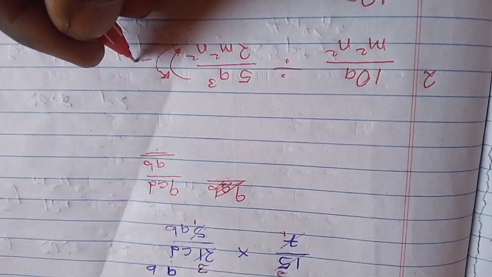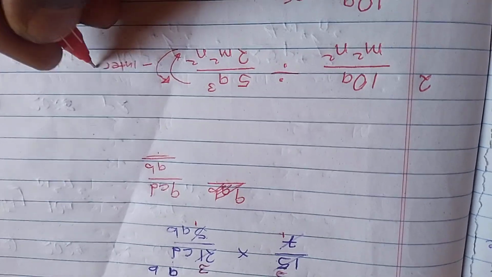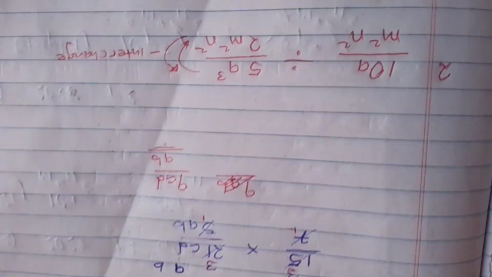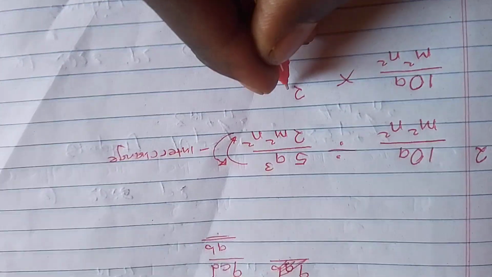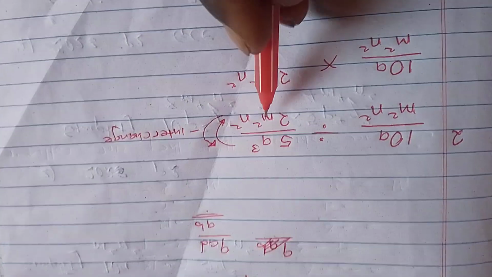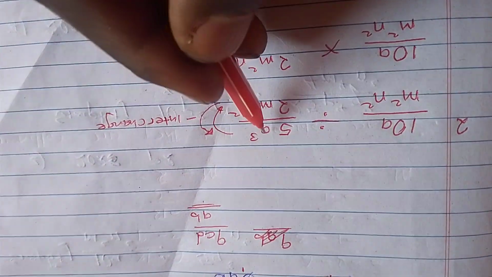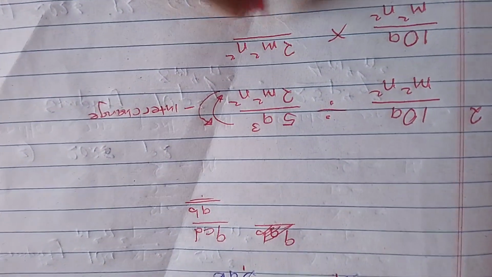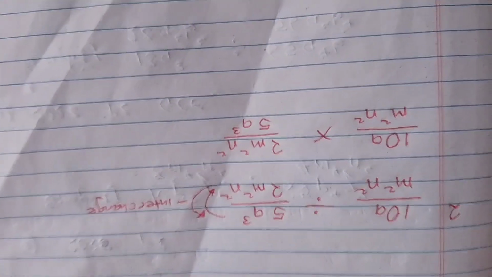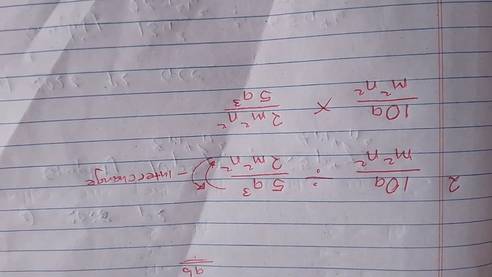So this is interchanging. So if we say the last fraction is going to interchange, okay, we're going to have 2m squared, then n squared, which was the bottom here, then the top part will go onto the bottom, where we're going to have 5a to the power 3.